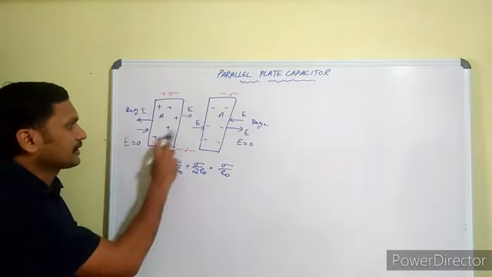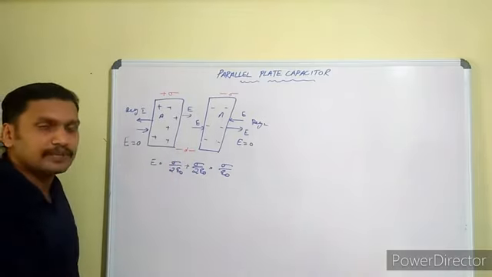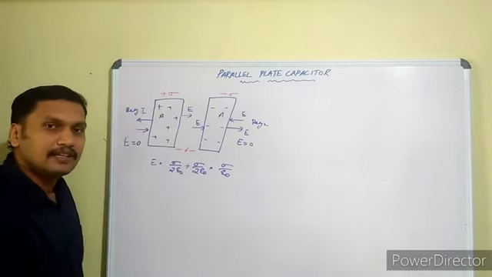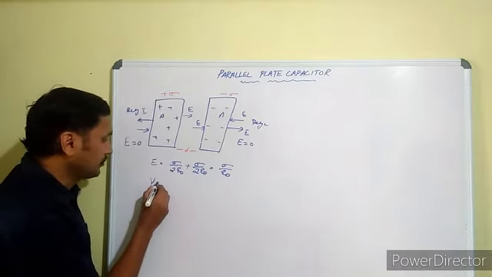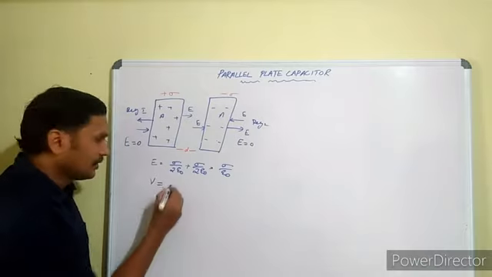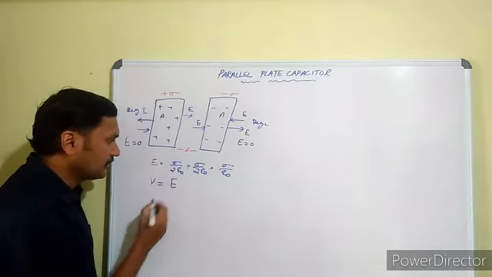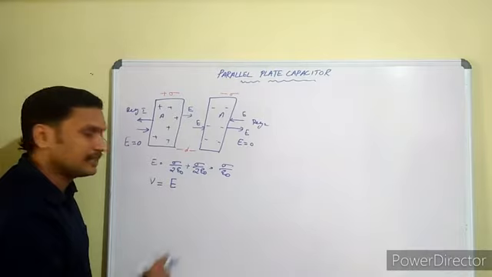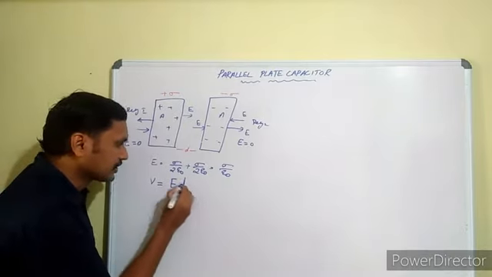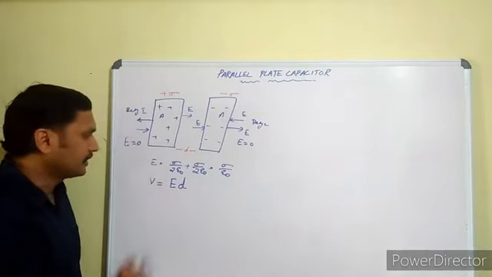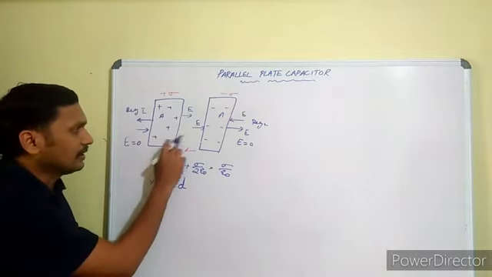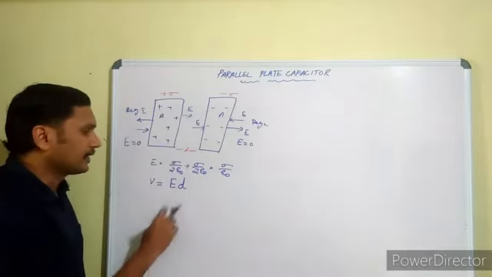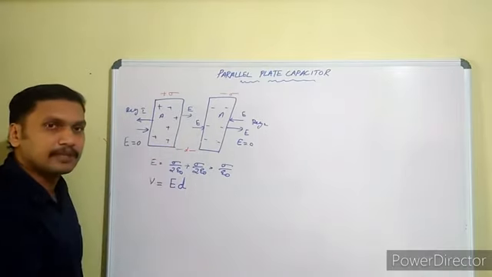Now, there is some potential difference between these two plates. How can we calculate the potential difference between the plates? We know that the potential difference V is equal to the electric field between the plates times the distance between the plates. So we write V is equal to E times D, where E is the electric field between the plates and D is the distance between the plates.